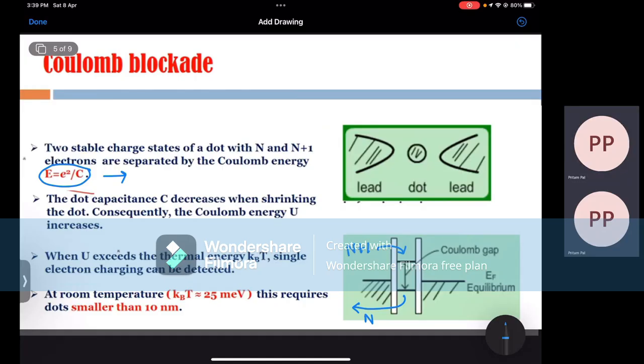And this energy, let's say, is U. Actually, both are the same. It's E only. So it's the same thing. When this energy exceeds the thermal energy, which is kBT, that you know, it's called the thermal energy. When it exceeds, the single electron charging can be detected. Okay, this is important.